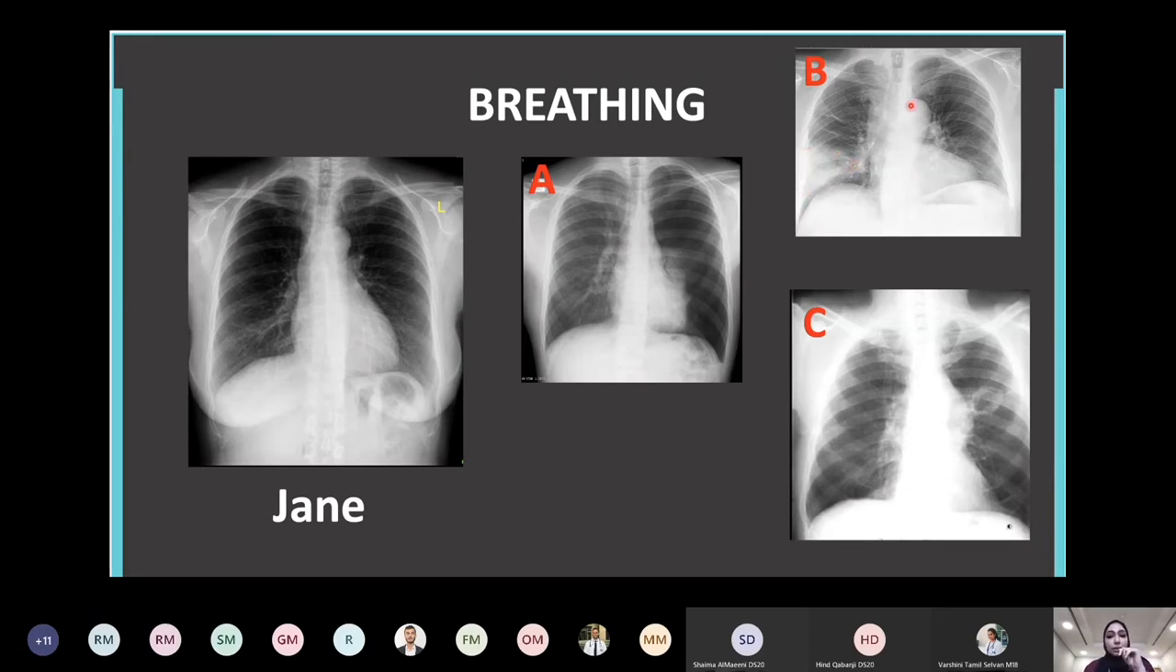Also, Varshini commented on that. Yes, the aortic arch is a bit widened or dilated, but we will talk about this more in circulation, which is after breathing.